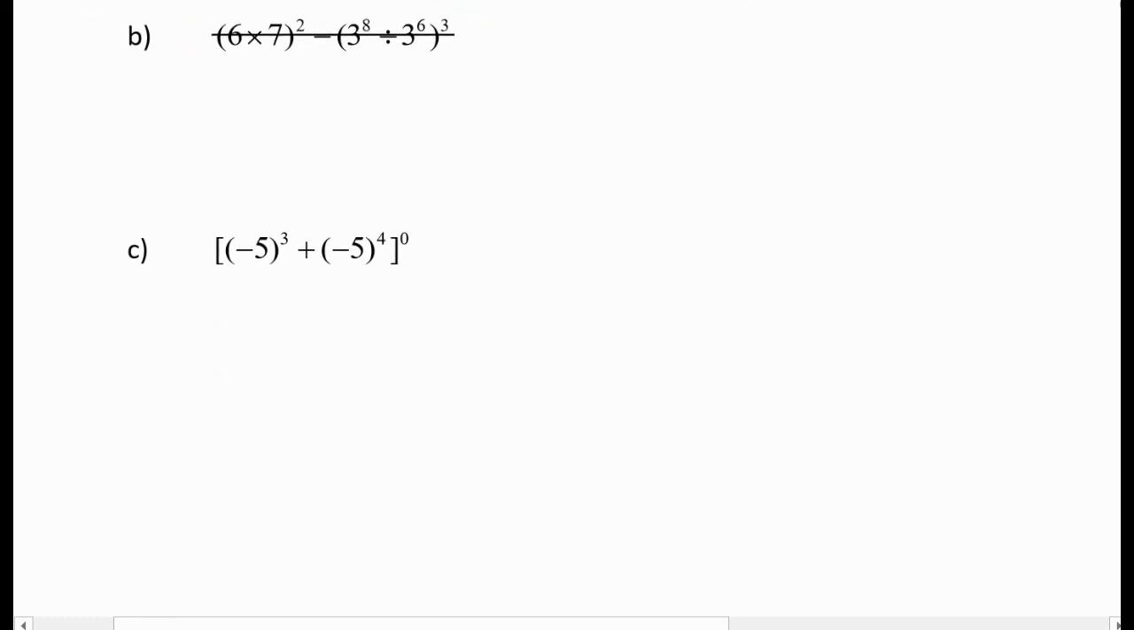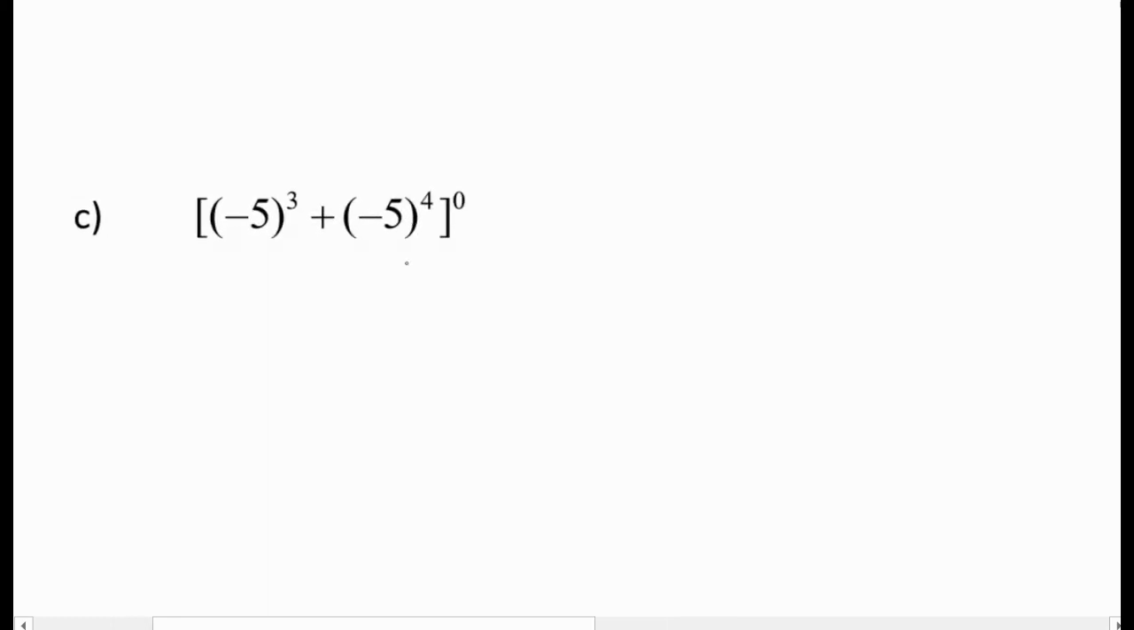Next question. We don't really need to evaluate inside the bracket, everyone, because something to the power of 0 is always 1, and directly in front of the exponent you have the bracket. This whole thing becomes 1. Right?